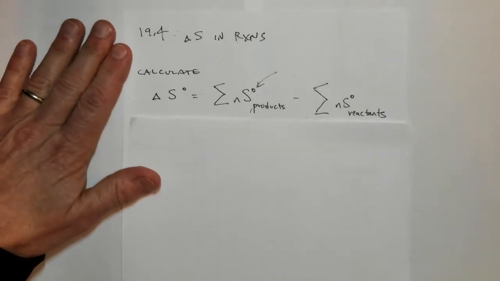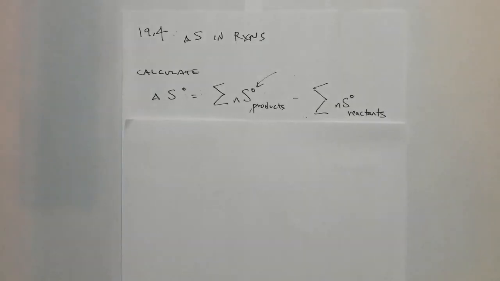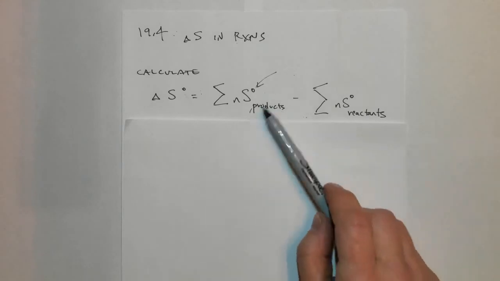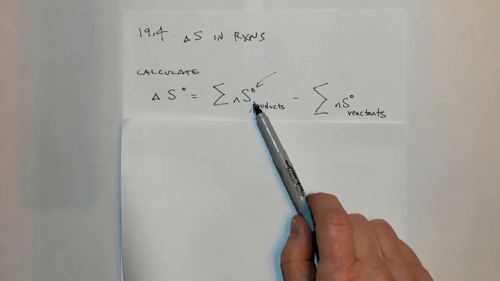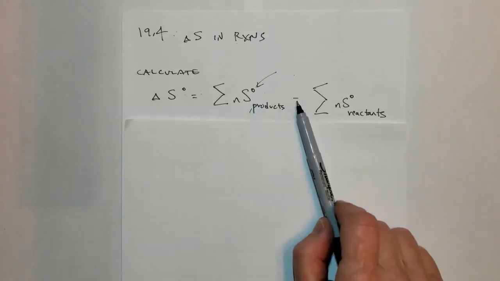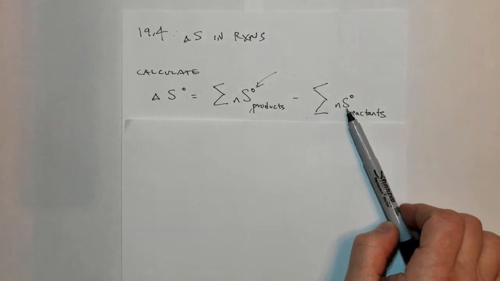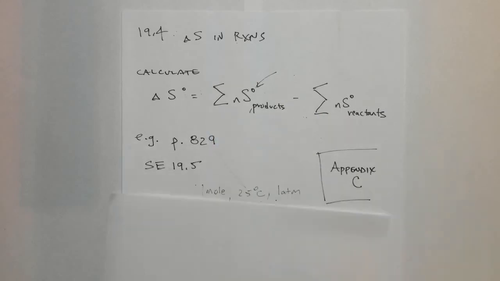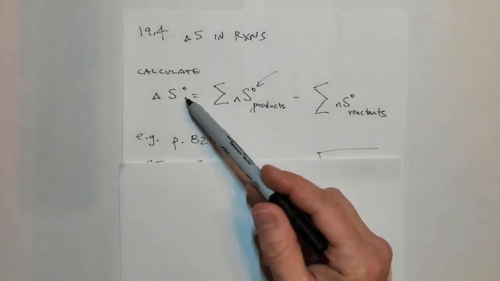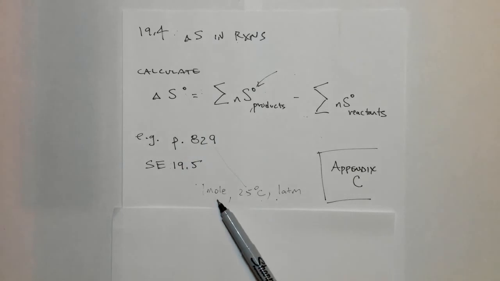Also, another way we can calculate entropy is for particular reactions. One of the main ways we can calculate the entropy for a chemical reaction is by determining the change in entropy: the summation of the absolute entropies of the products minus the summation of the absolute entropies of the reactants. These little circles mean that we're at standard conditions, which means we're at 1 mole of substance, 25 degrees Celsius, and 1 atmosphere.